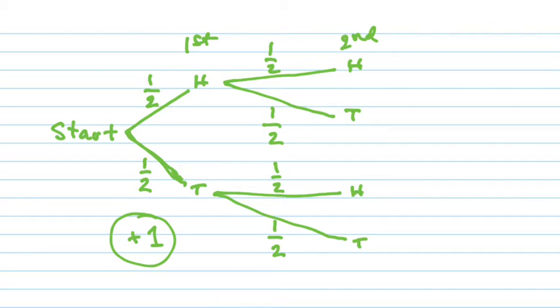And that set has to add up to make a probability of 1. Now notice, if you added all 4 of these, you'd get 2. That's because the branches need to stay separate. They don't represent the same probabilities.